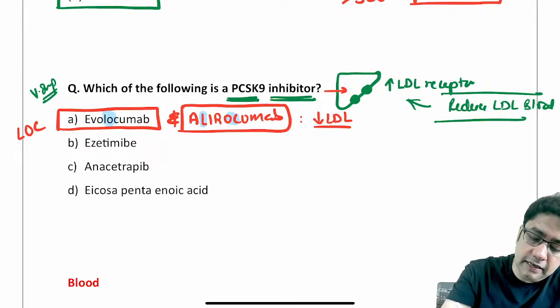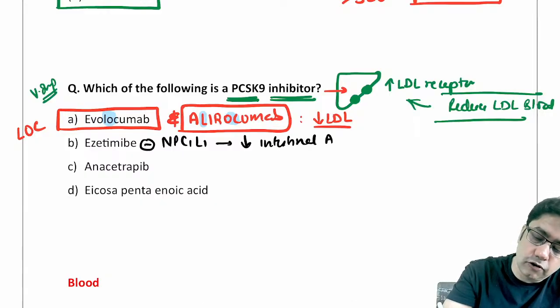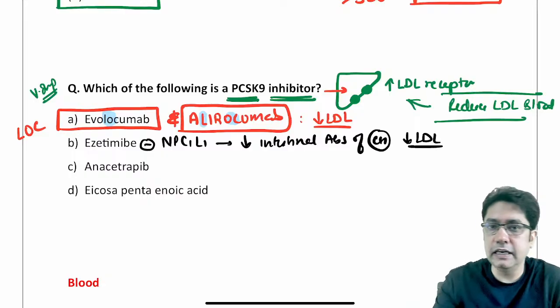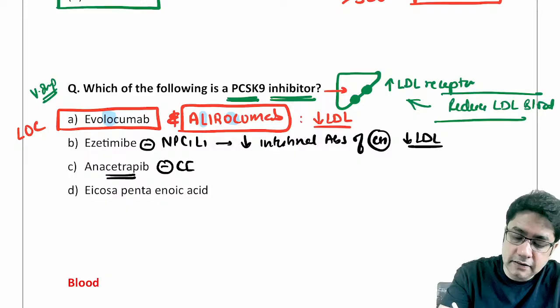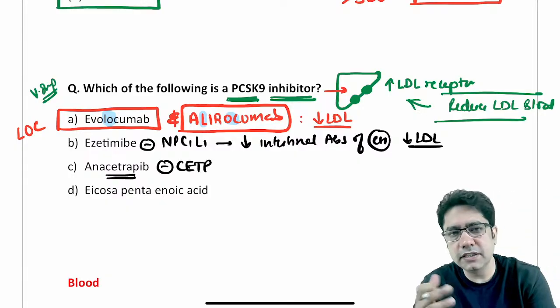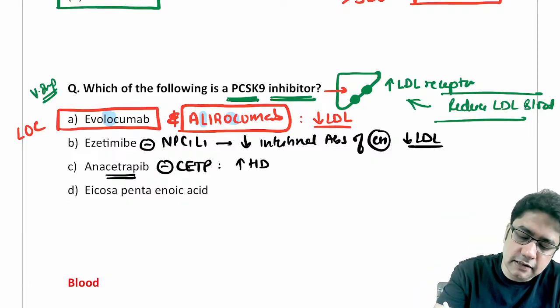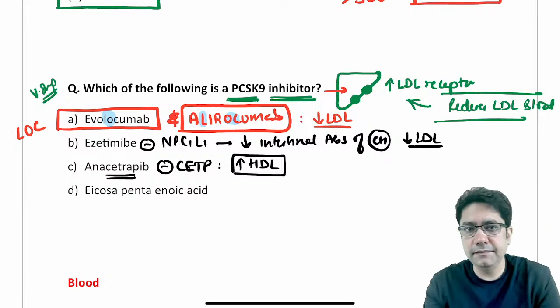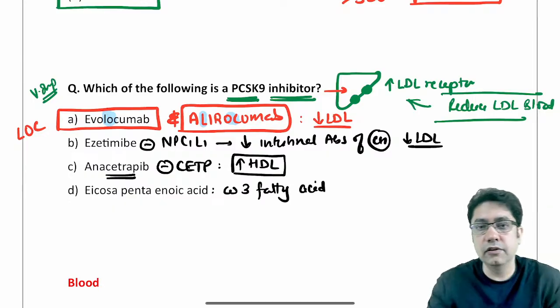Ezetimibe we have discussed, it inhibits one transporter, NPC1L1 transporter, and it decreases intestinal absorption of cholesterol. So it also decreases LDL level in the blood because LDL contains cholesterol. Obicetrapib inhibits CETP enzyme. Some full forms you don't have to remember. CETP word is coming. Cholesterol ester transfer protein. This drug has been meant to increase a good lipid in our body, HDL. Icosapentaenoic acid is a type of omega-3 fatty acid which is present in fish, which also reduces cholesterol level.